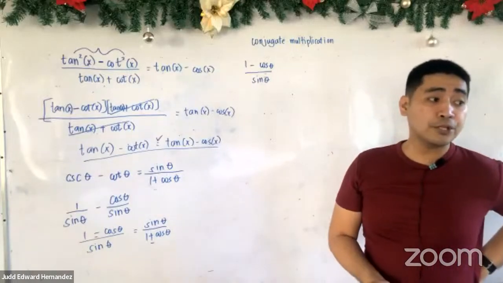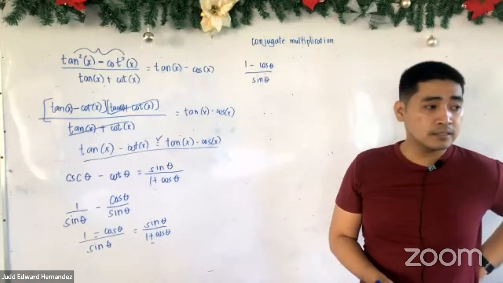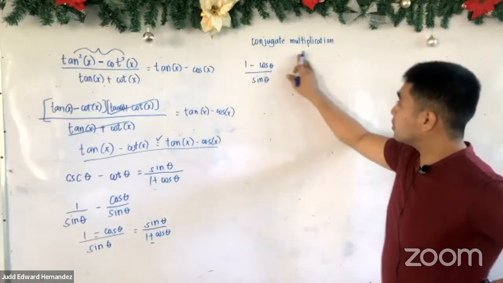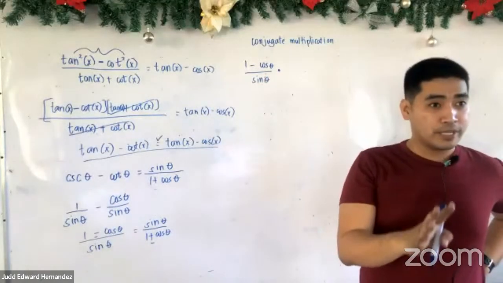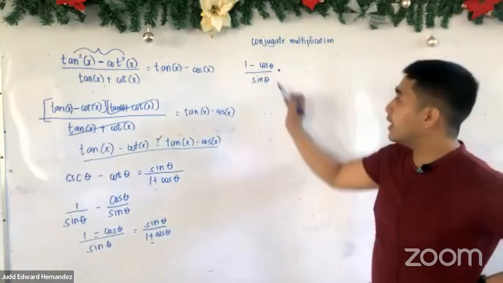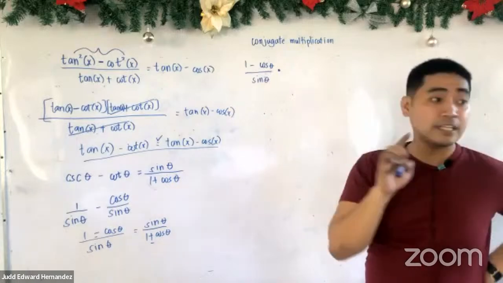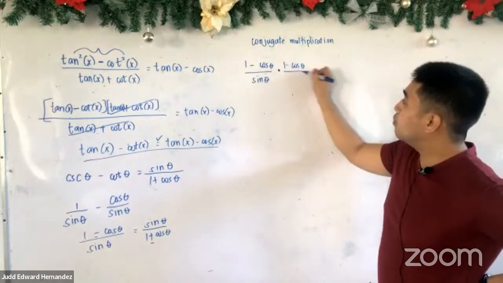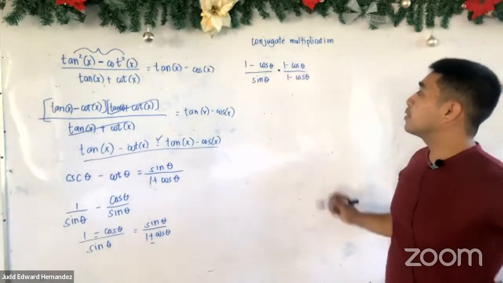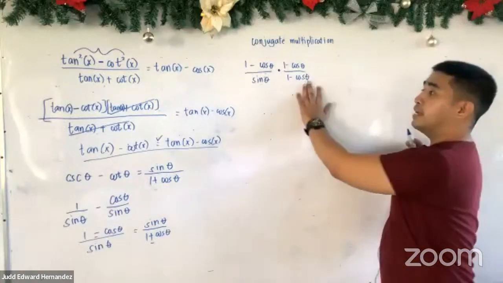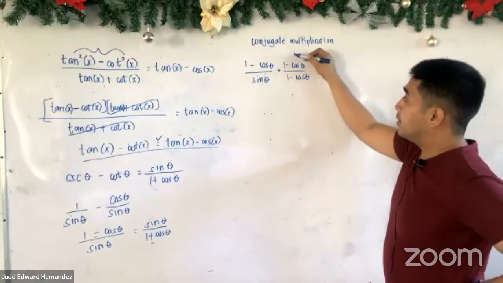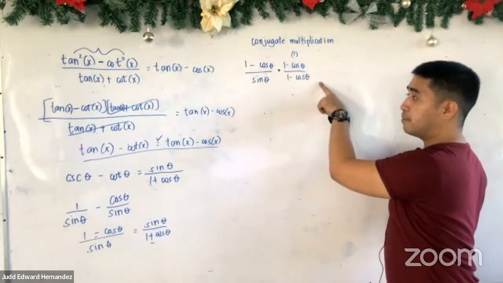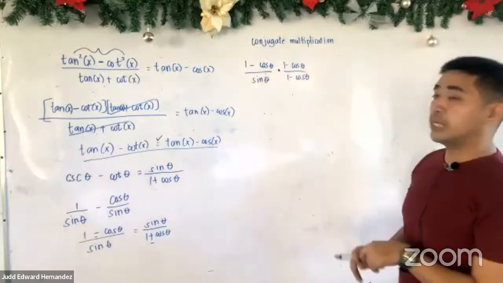At ano ba yung more than one term dito, guys? The numerator or the denominator? Numerator po. Numerator. And then we need to multiply that by its conjugate. So ano ba yung conjugate? Dahil napili natin yung numerator, ibig sabihin, papalitan natin yung sign niya. And this becomes 1 minus cosine theta over 1 minus cosine theta. Wala namang nangyari. Why? Kasi nag-multiply lang din tayo ng 1. Tama? Is that equal to 1? Yes po. So wala lang din nangyari dun sa expression natin.